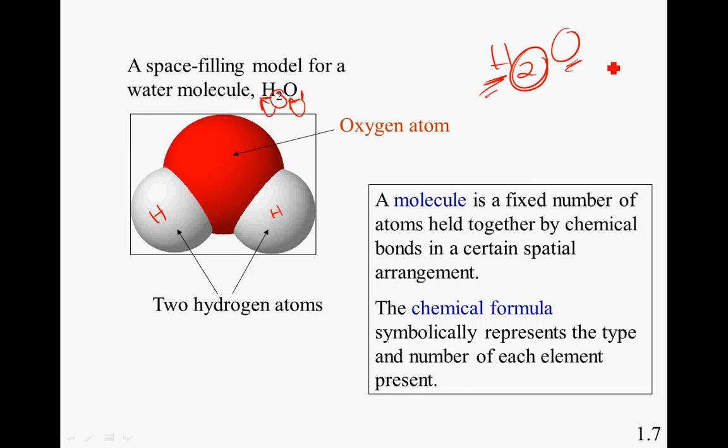A molecule is a fixed number of atoms held together by chemical bonds in a certain spatial arrangement, which basically means that there's energy keeping these things together in a specific shape. A chemical formula symbolically represents the type and number of each element. So here's the number of elements, and that's the type.